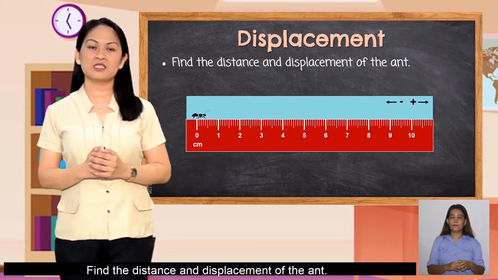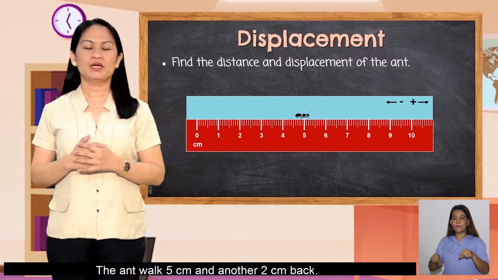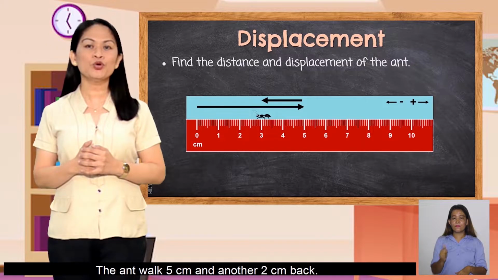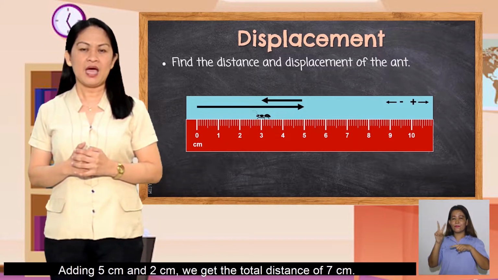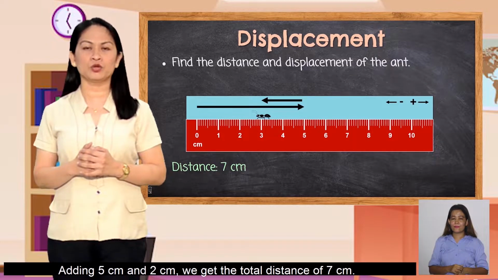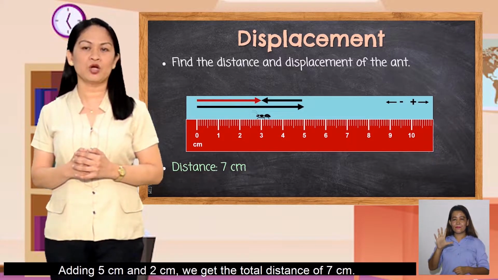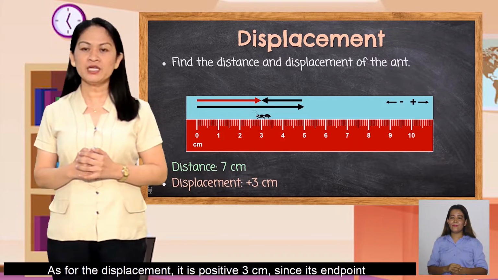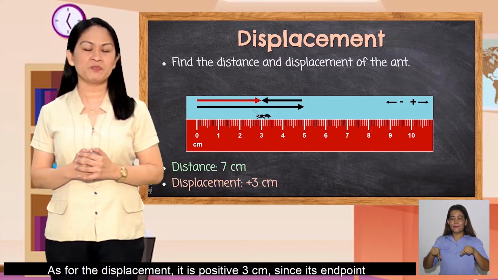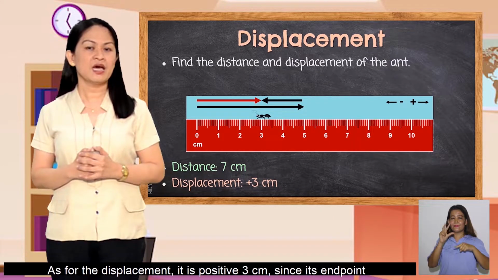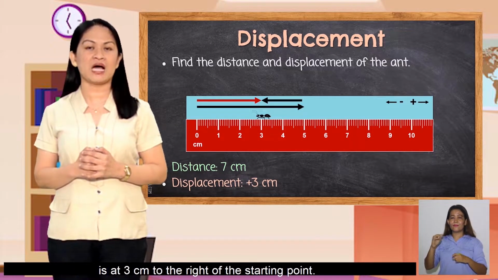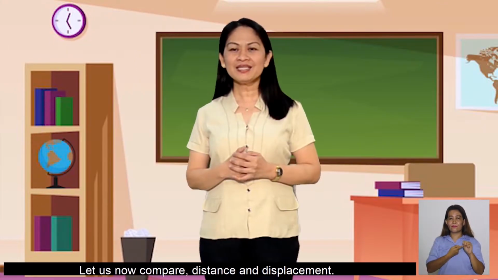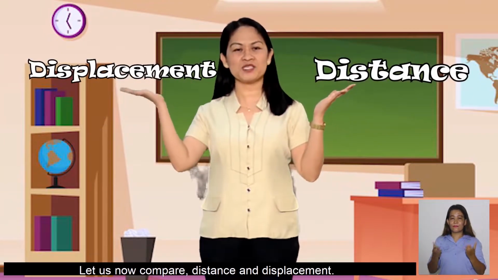Find the distance and displacement of the ant. The ant walked 5 centimeters and another 2 centimeters back. Adding 5 centimeters and 2 centimeters, we get a total distance of 7 centimeters. As for the displacement, it is positive 3 centimeters since its endpoint is at 3 centimeters to the right of the starting point. Let us now compare distance and displacement.